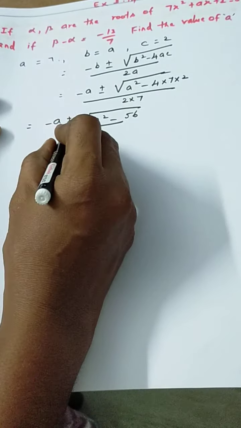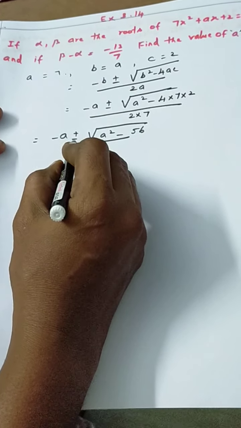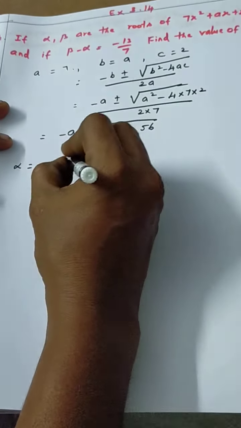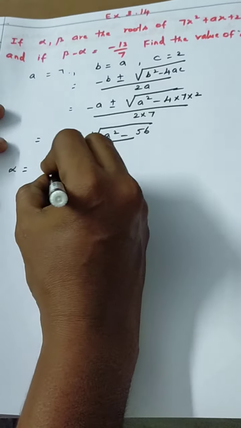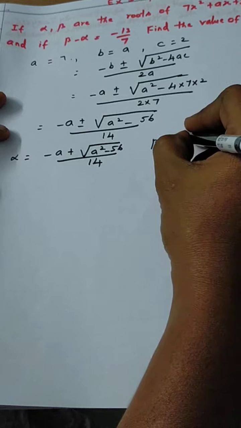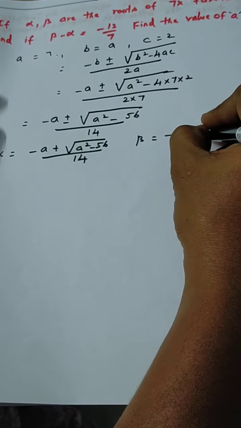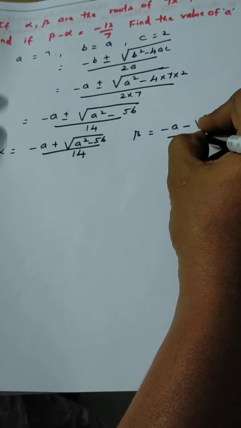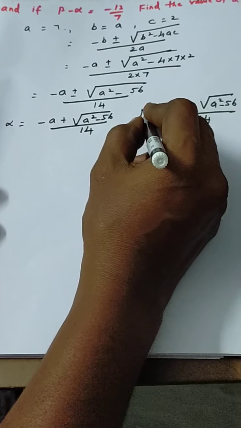So one of the roots you call alpha, then the other root is beta. Alpha equals minus a plus root of a square minus 56, divided by 14. The next root, beta, equals minus a minus root of a square minus 56, divided by 14. So you find one root alpha, and the other root is beta.